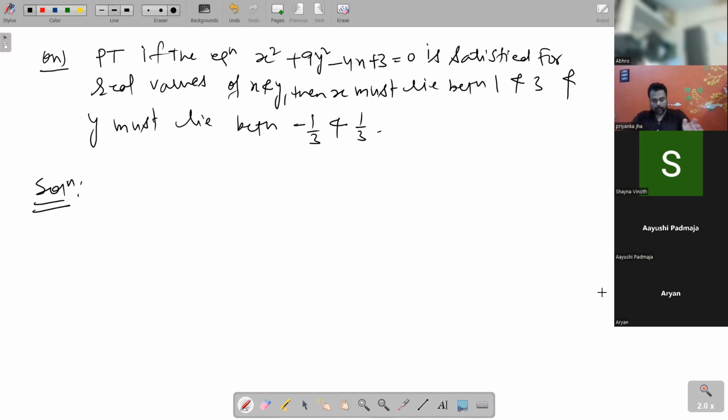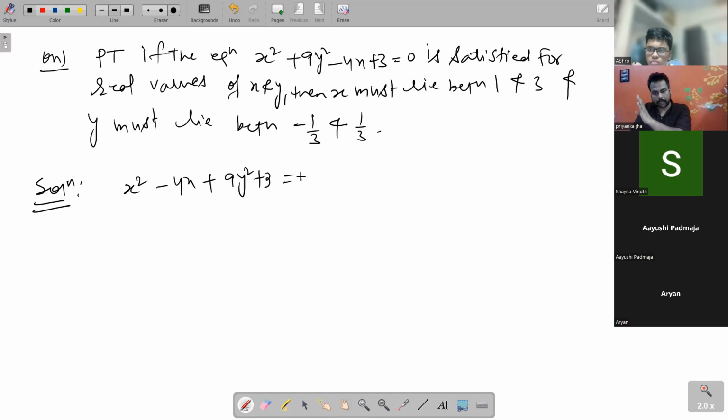How did you get it for x? See, I just moved the 9y squared to the right side, like this, you have to solve like this. See, this is your quadratic equation. Assume this is quadratic in x, for all real x. So x is real, so the discriminant is greater than or equal to 0.